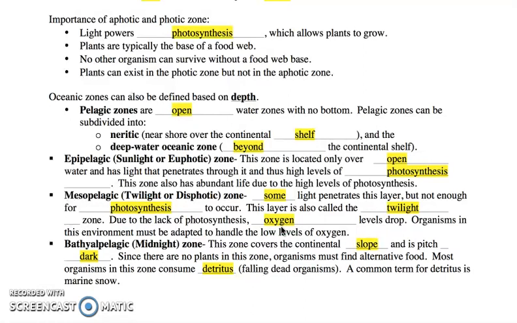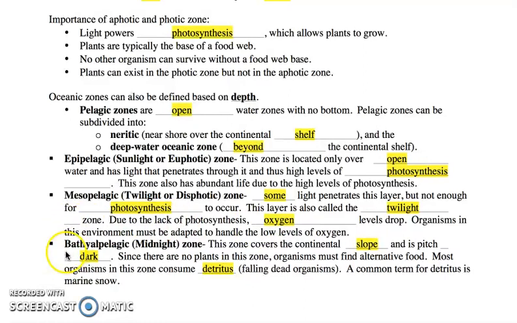There are still organisms in that zone that go through cellular respiration and take the oxygen out of the water. So oxygen is being taken out and carbon dioxide is being put in. So oxygen levels are low and carbon dioxide levels are high in the twilight zone.